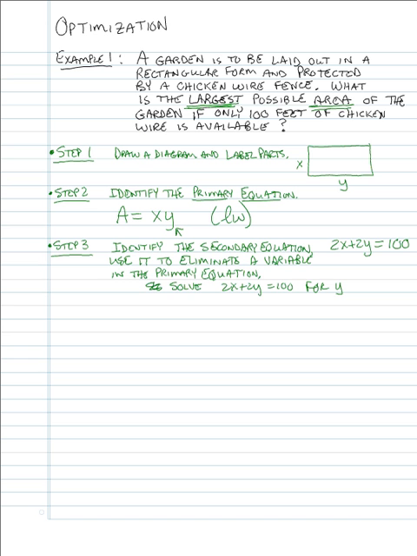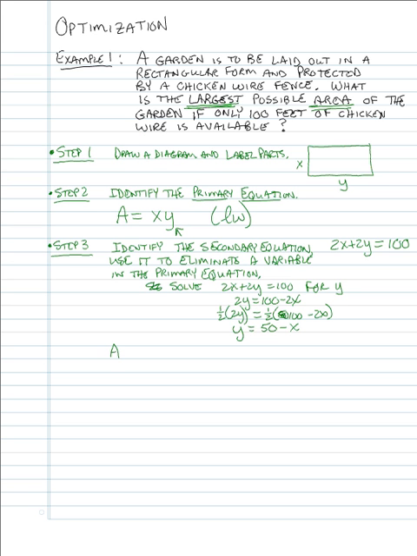So to solve this for y, I need to subtract 2x from both sides. Okay? And then I could say divide by 2, but that's going to create a fraction. So what I would rather do is multiply both sides by 1/2. That will create my y, and on the other side, whoops, I got ahead of myself there. On the other side, when I multiply by 1/2, I'll have 1/2 times 100, which is 50, and 1/2 times a negative 2x, which is just minus x. So now I have the y value to substitute back into the primary equation.